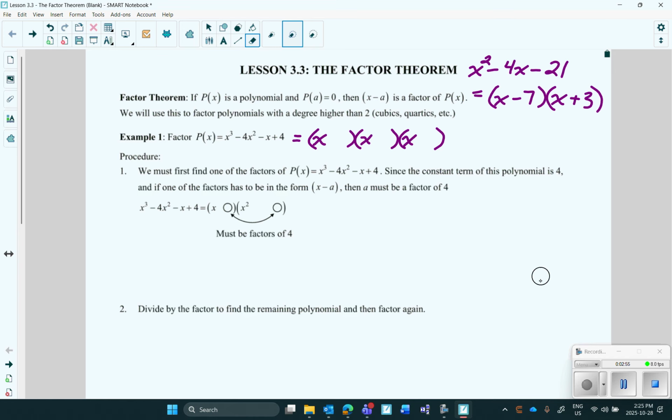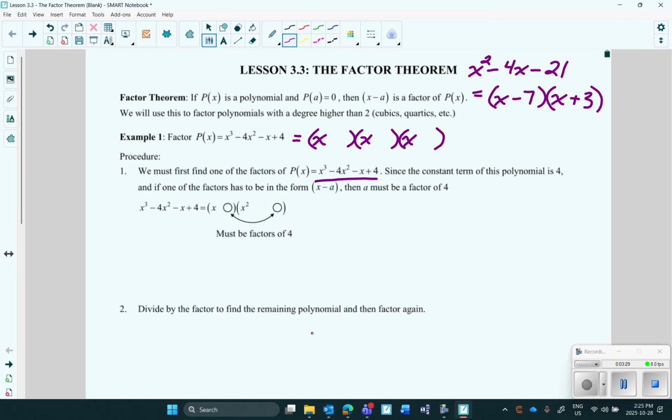The first step, and we're going to use this example, x cubed minus 4x squared minus x plus 4. We're going to factor this, so it's going to look like this at the end. But I need to find one of these first. So I'm going to break it up. This will actually break up into a binomial times a trinomial. And then this I can factor into 2 binomials, which will leave me with 3 binomials when I do the whole thing.